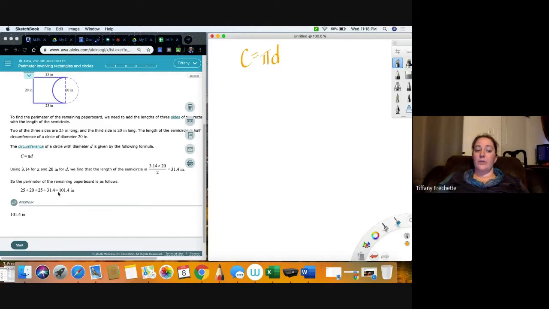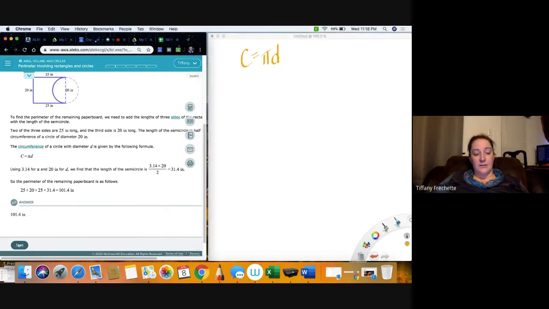And then they go through and add it all together. And they get 101.4 inches. And remember, no rounding. And also, we need to make sure we put the correct units in there, which means that we're going to have to click on the unit when we get in there. All right, so let's go ahead and click Start.